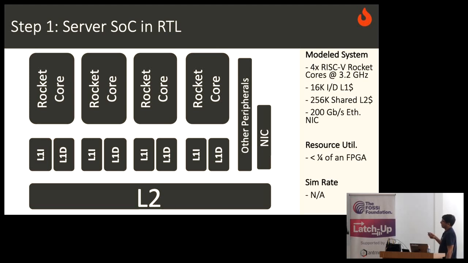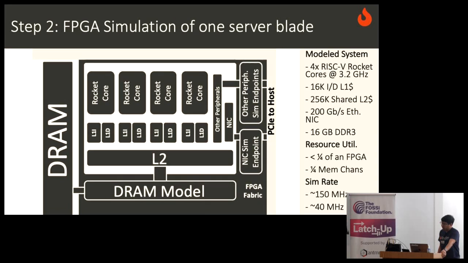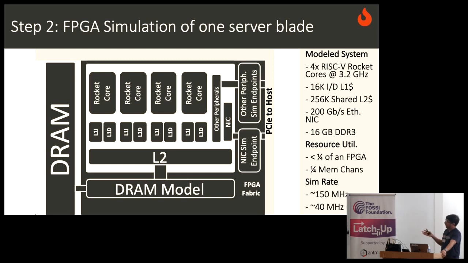The thing we added to build FireSim was this 200 gig Ethernet NIC written in Chisel. So this is a real synthesizable NIC implementation that sits inside the SoC and is a 200 gig Ethernet NIC. Conveniently, this takes about a quarter of the FPGA on EC2 F1. And so what we really wanted, though, was not just RTL running on an FPGA.